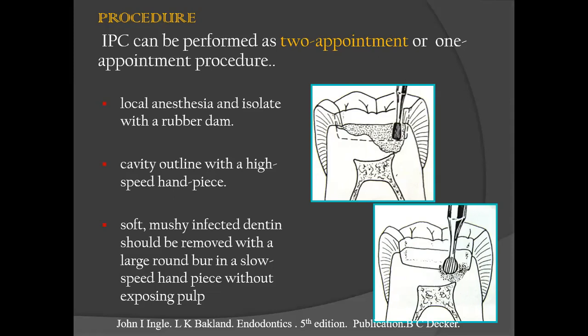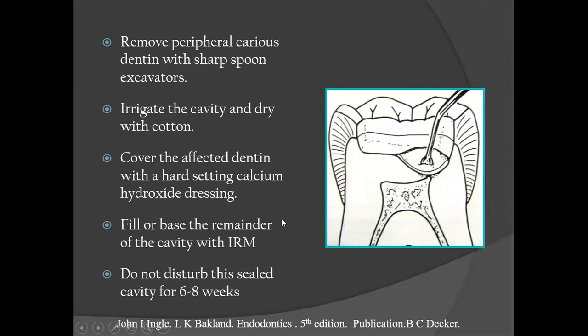It has to be removed with a large round bur at slow speed without exposing the pulp. Slowly you have to remove all the black or brown material that is seen. Now remove the peripheral caries dentine with a sharp spoon excavator, because the caries on the floor can be removed with the slow speed. Whatever is involving the margins or the walls has to be removed with a spoon excavator. Then irrigate the cavity nicely so all the debris flushes out, place a cotton and dry it.